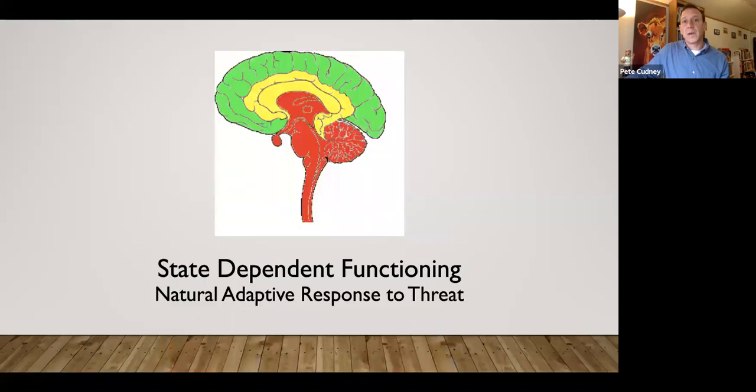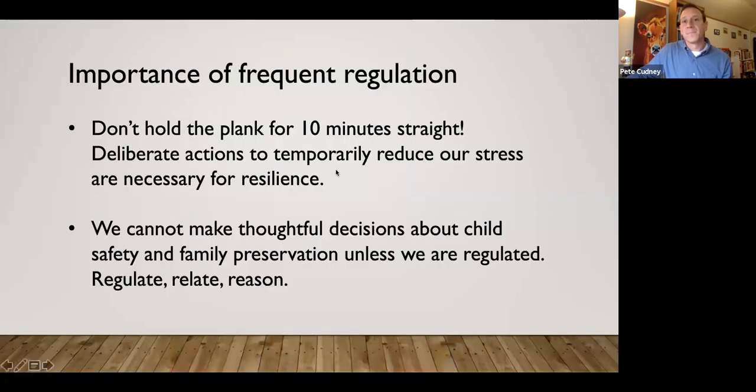Whoops, going backwards, sorry guys. Because of what we're just talking about, frequent regulation is really critical for these two main reasons. One is that idea that I was talking about around holding the plank for 10 minutes straight. We have to think of this as a marathon.